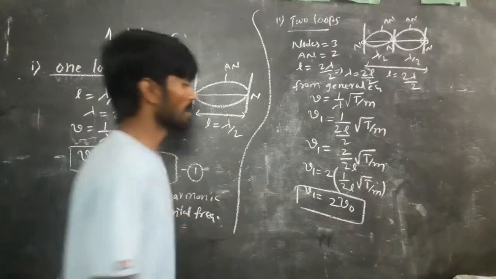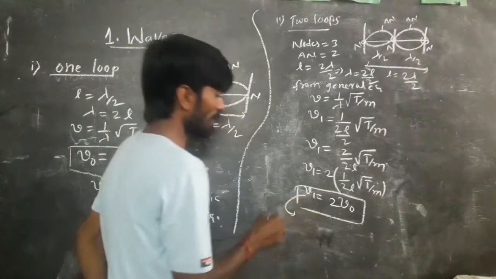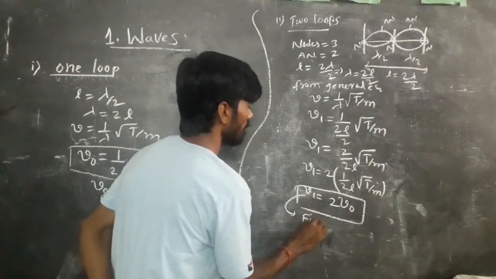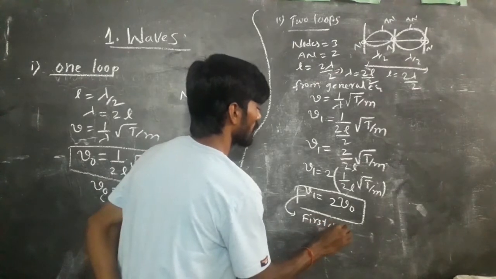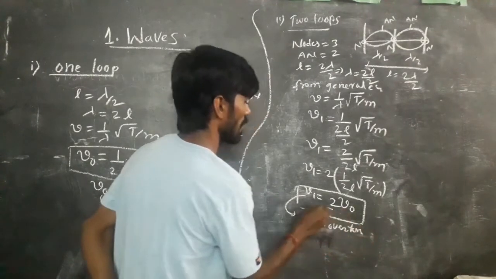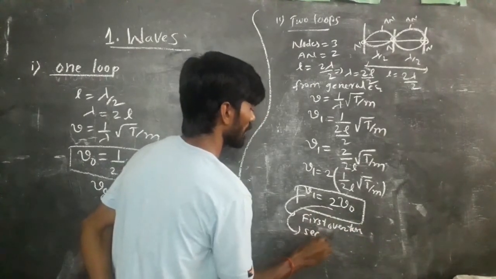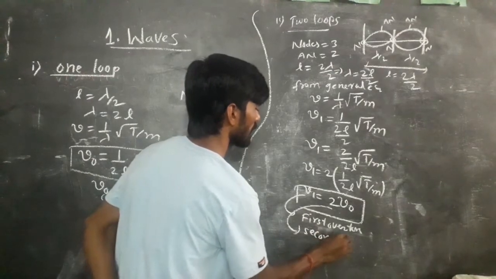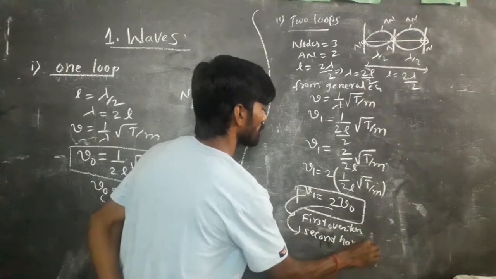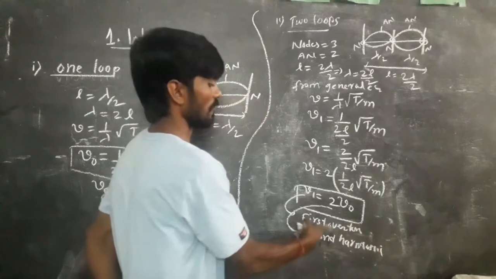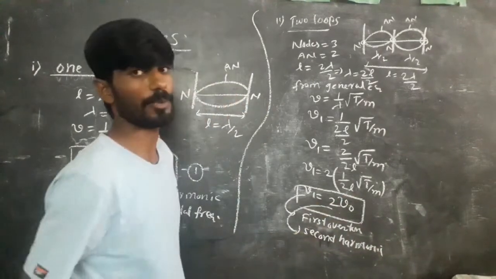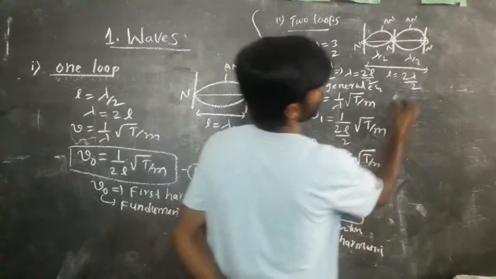So here, mu 1 is the first overtone or second harmonic. First overtone or second harmonic. This is for 2 loops.